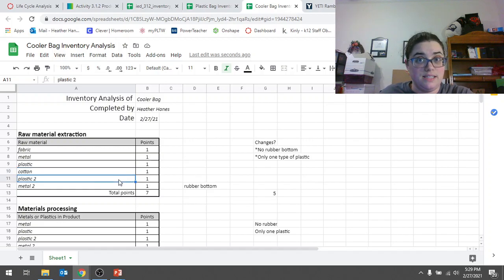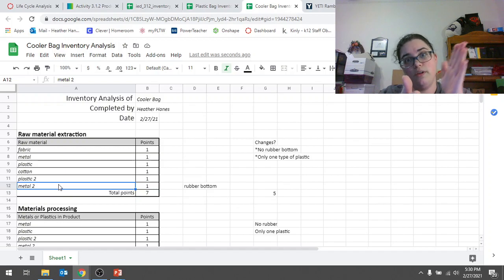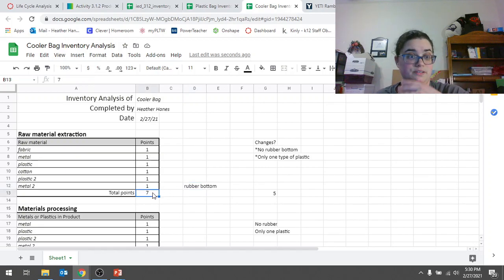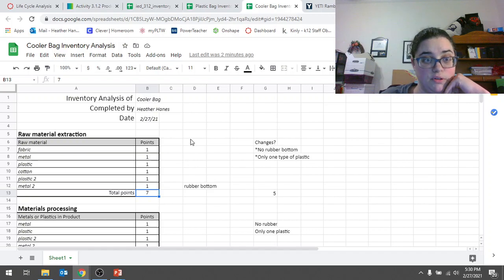I noticed there's a second type of plastic. I think the second type of plastic was a tag or something, I forget. And then the other metal I put in, I said, you know what, there's actually a metallic layer with that plastic and the fluff between, for the insulation layer. And there's also a rubberized bottom, so I have rubber there. So I went 1, 2, 3, 4, 5, 6, 7. I had 7 raw materials. 2 kinds of plastic, I'm assuming they're different because they serve different purposes. 2 kinds of metal, cotton, fabric, rubber.